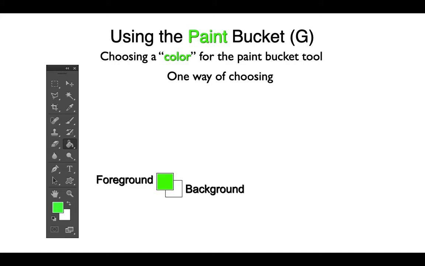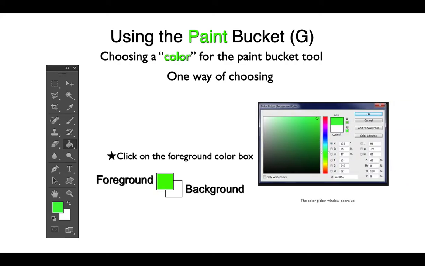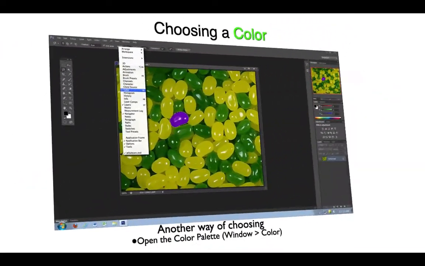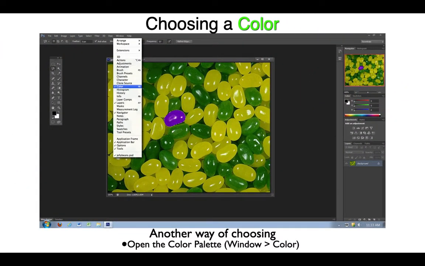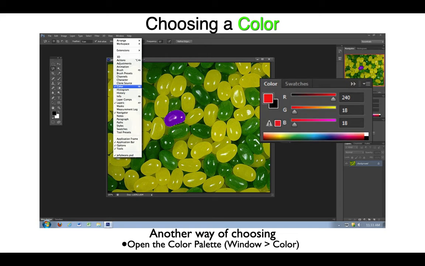So choosing the color for the paint bucket tool, just clicking on the foreground will do it. And then the color picker box will open up, and then you can always just move the color picker around a little bit till you get to the color that you want. Or you can do the same thing in Windows. You can go to the color window and it will pop up on the right hand side. This also tends to be more of a default window, so you can always find it there as well.